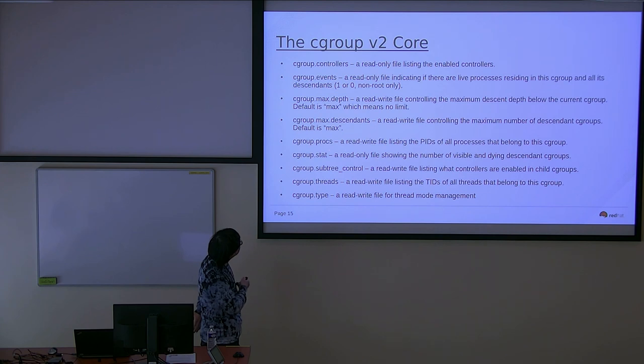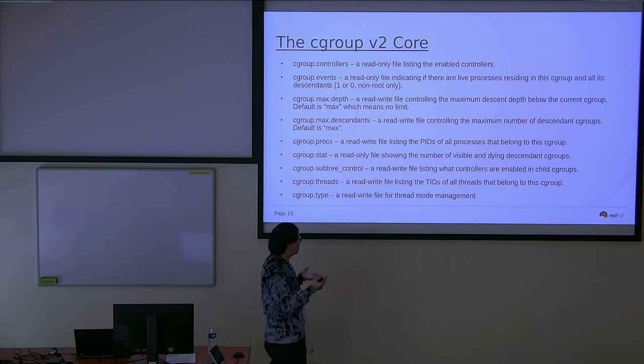And then cgroup.procs is a file listing all the PIDs of all the processes that belong to that cgroup. And the way of moving a process from one cgroup to another is to echo the PID into the procs file. And then there's a stat file that shows you the number of visible and dying descendant cgroups that you have.